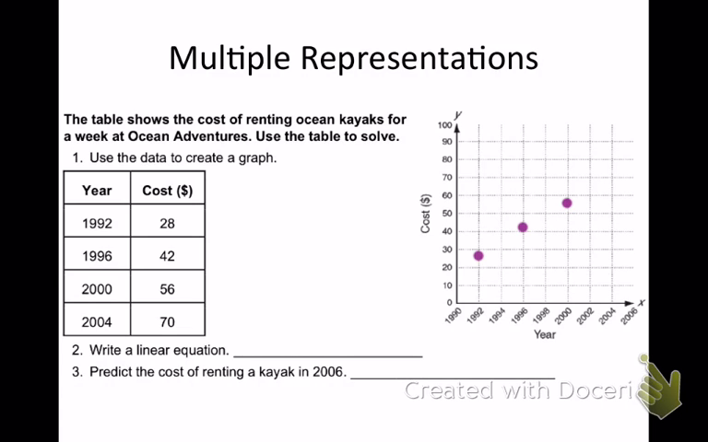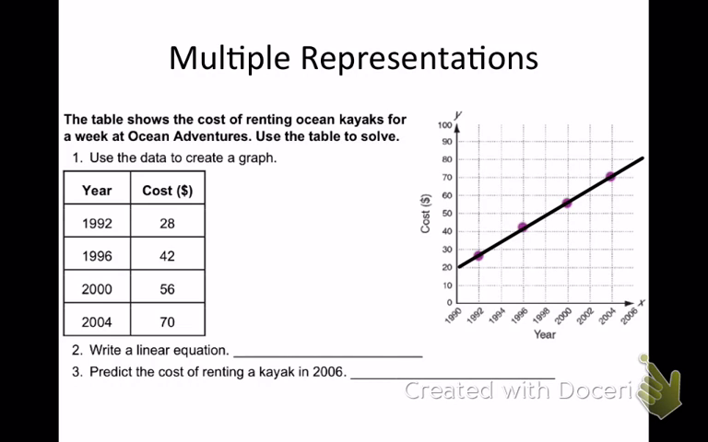2000 and 56. Then I have 2004 and 70. So there's my line, there's my graph, plot the coordinates. So number 1's done. Number 2 says write a linear equation. In order to write the equation, I first need to find the what? Slope. I first need to find the slope.